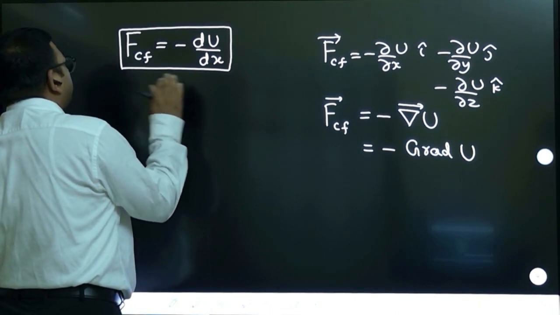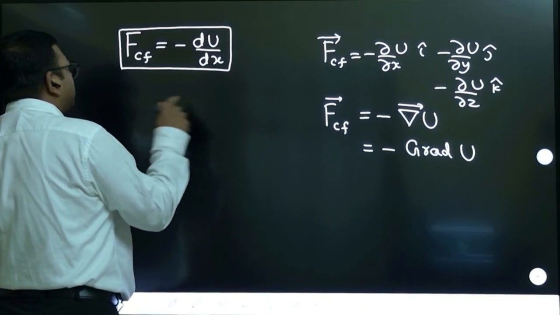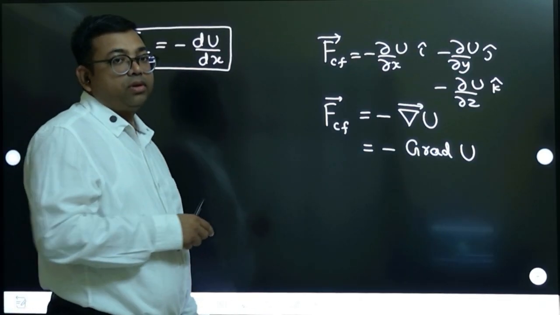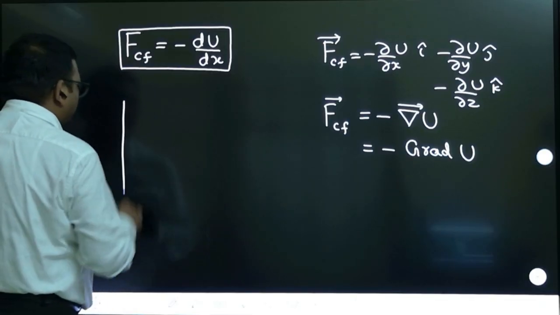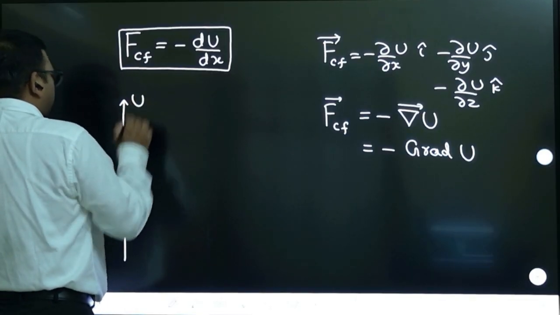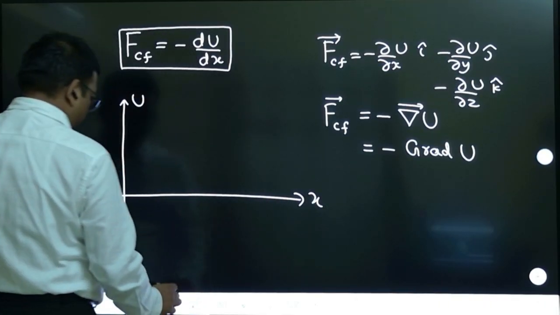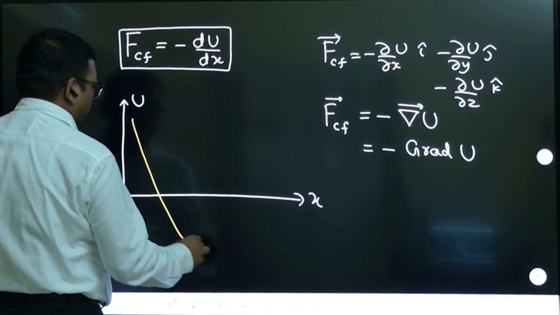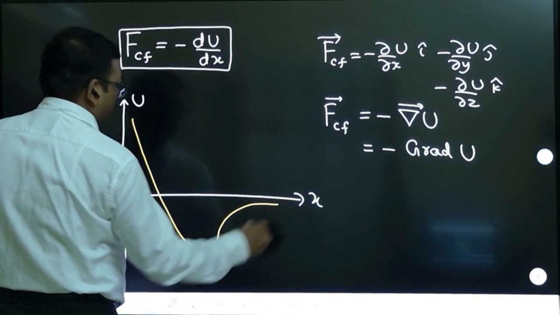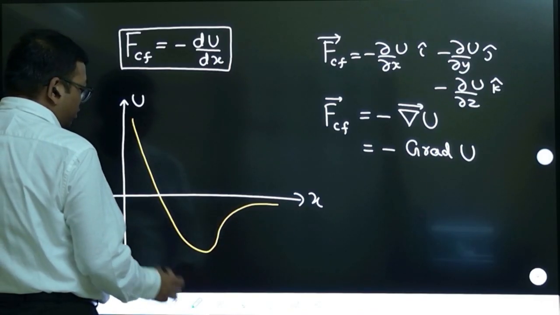The conservative force and potential energy are related like this. Now, suppose I have a graph of potential energy versus x, and let us say the graph is like this. Note the nature of this graph. Try to understand this graph.